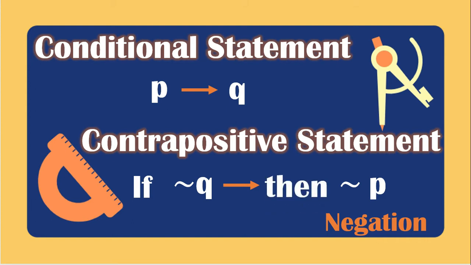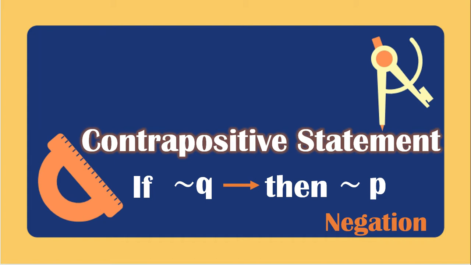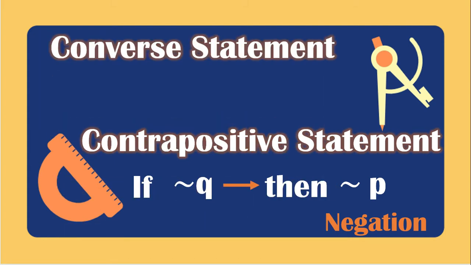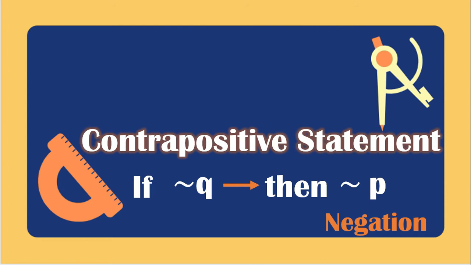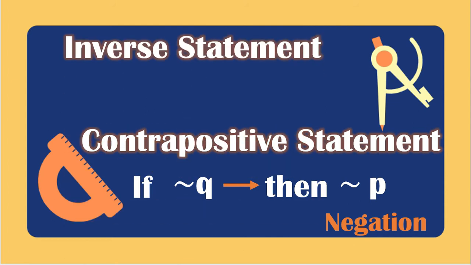We can get the contrapositive statement using the conditional statement, but we can also use the converse statement. We will just negate Q implies the negation of P. And then we can also use the inverse statement. We will just interchange the place of the statement in if to the statement in then.